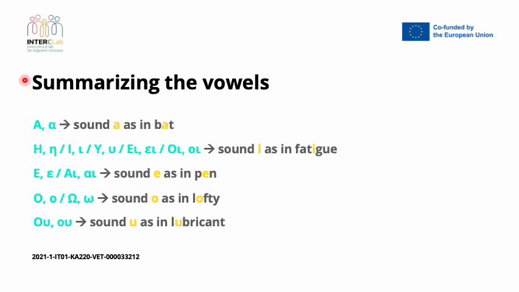Okay, now that we have gone over all the vowels that we use in the Greek alphabet, let's do a quick overview, a quick summary of what we have learned so far. Now, as we said, first we have the A sound, the A letter, A. It sounds A as in bat.